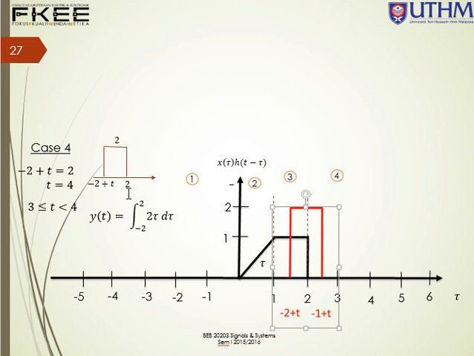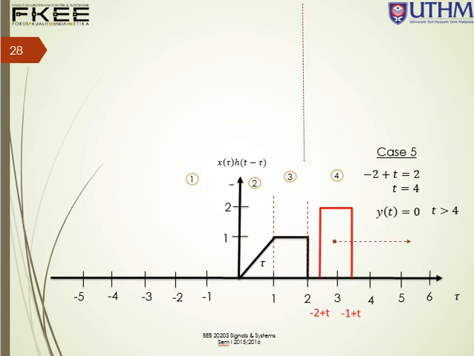Right? So the integration will be from negative 2. I think this one is wrong. It should be negative 2 plus t over here, and then until 2, and then 2 d tau based on this one. Alright, this is case number 4. And then after that, the signal keeps moving.